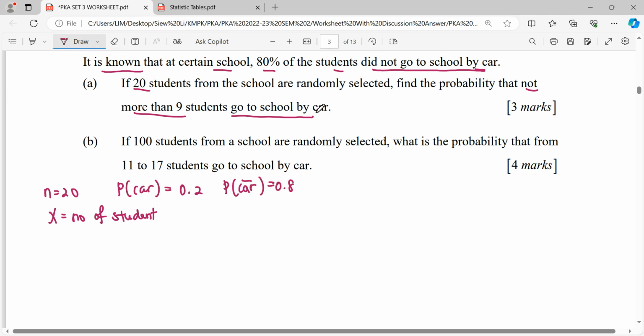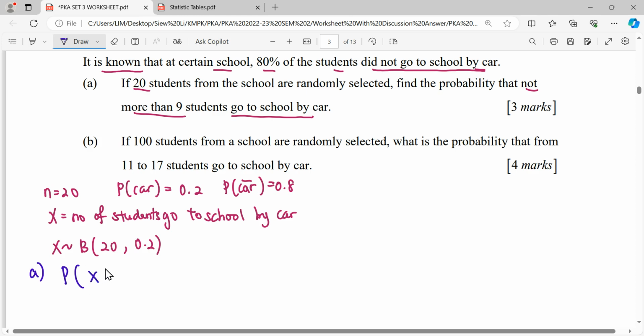So the situation we want is the number of students who go to school by car. So X is distributed binomial, sample 20, probability of going to school by car is 0.2. Write out your definition and distribution before you start answering. So for the first question, they want to find the probability of not more than 9. So not more than 9 means X less than or equal to 9.